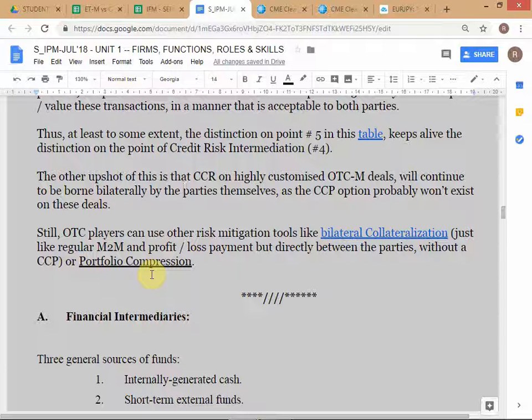The banks will have to monitor. They will analyze the credit risk of Tata Motors and decide whether they are good for, let's say, a 10-year transaction. Are they a good enough credit, such that we can actually lend them $300 million for 10 years? That's what it is. There's no CCP in this.